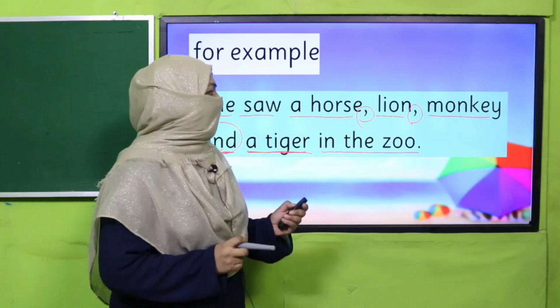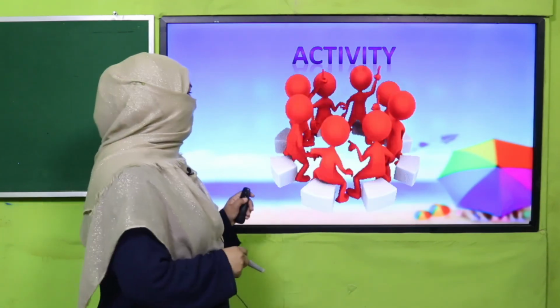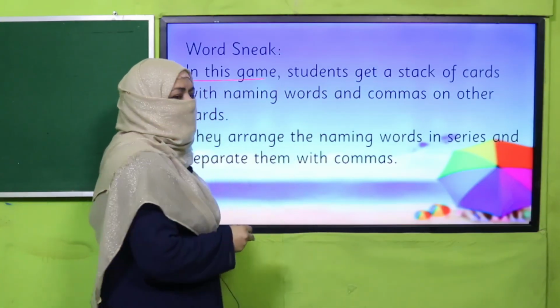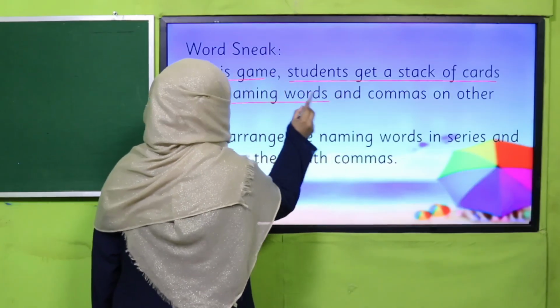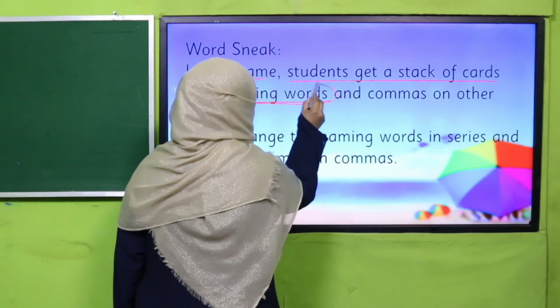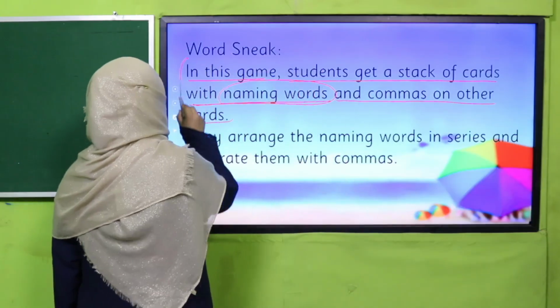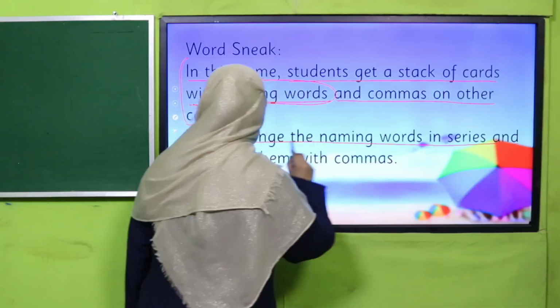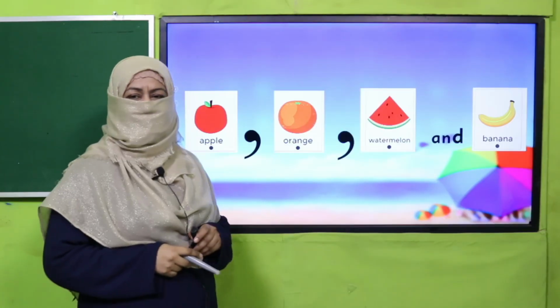Are you clear? Okay, so let's practice it through an activity. Are you ready for that? All right. In this game, this is a fun way of learning. Students get a stack of cards with naming words. So your teacher will give you cards with naming words, and there will be commas on other cards. Students will arrange the naming words in series and separate them with commas. So this is how you are going to do it.